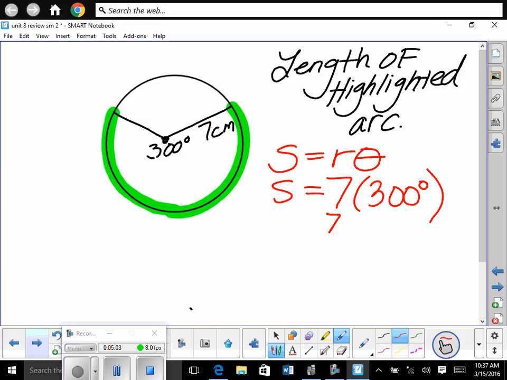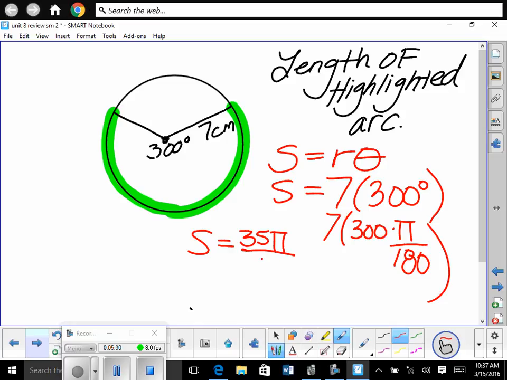So I'm going to say 7 times 300 times pi over 180, right? Now can't we just multiply straight across? So S is equal to, type it in, 7 times 300 divided by 180. 5 pi thirds. 11.6. And we change it back to a fraction, right? 35 pi thirds. Okay, so we get 35 pi thirds.